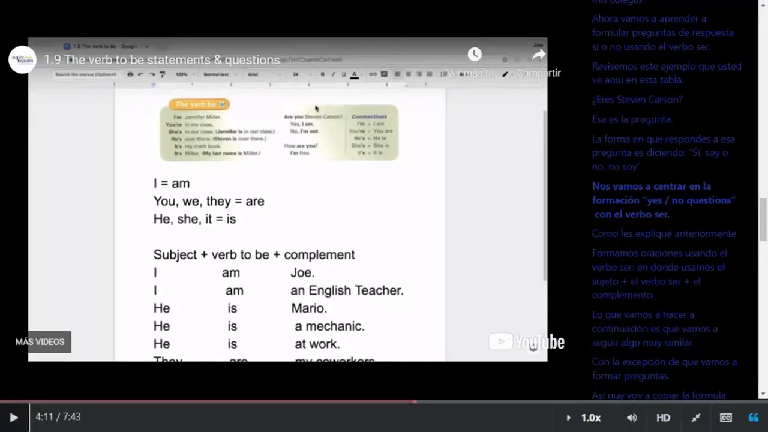La entonación como que hacia arriba, como que de misterio, right? Is she your girlfriend? Is she your wife? Is she your teacher? Your mother. Is she your mom? Wow. All right. Is she your sister? Affirmative answer. What's the affirmative answer?